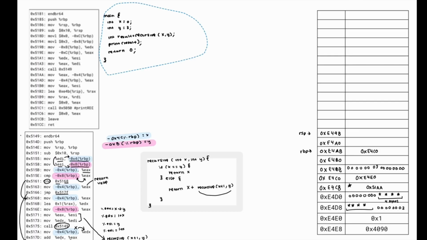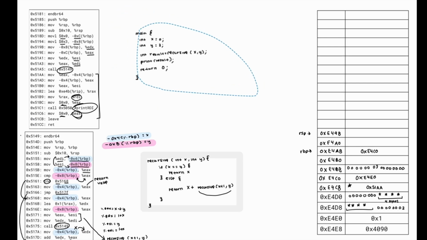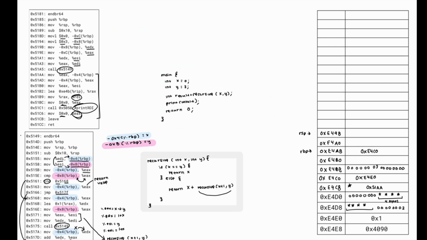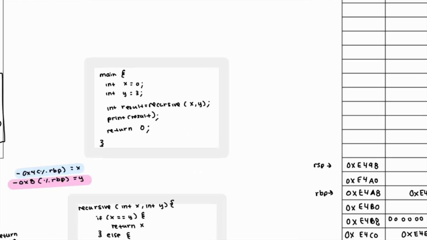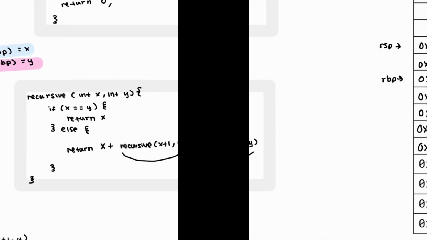So just by looking at the assembly and kind of seeing where things are moving between the registers, you can actually figure out what the code is supposed to look like. So this is our main function, and then this is our recursive function.